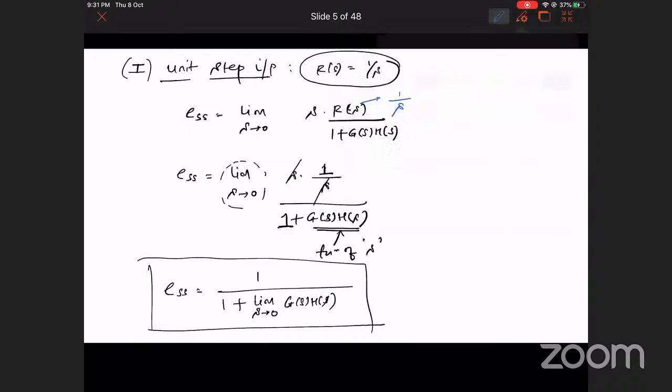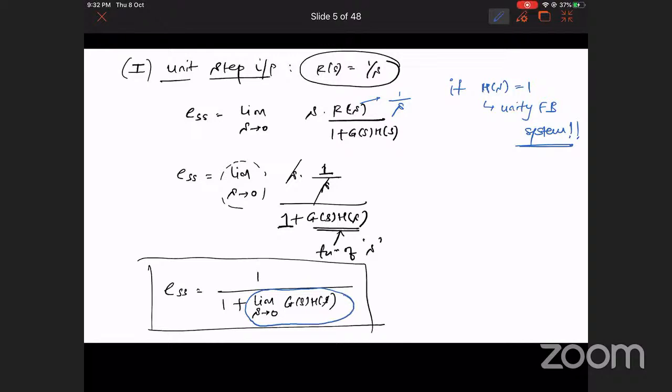Now I'm getting into something called a unity feedback system. Look at this very carefully. If h of s equal to 1, then this is known as what? It is known as a unity feedback system. If it is a unity feedback system, then only is this referred to as some constant value known as k.